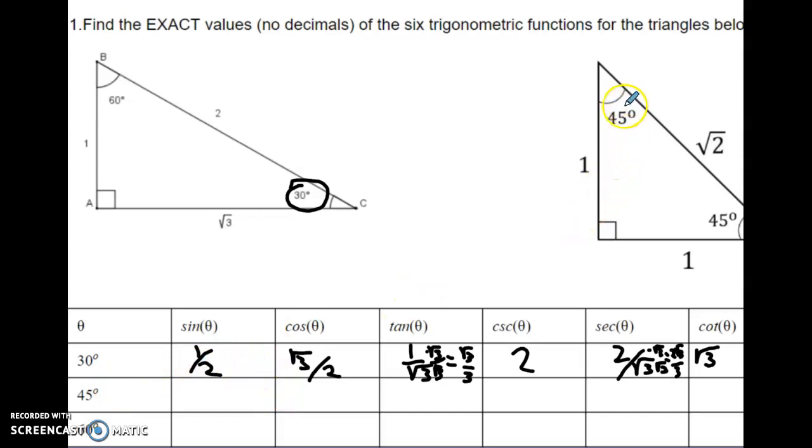Again, I'm going to circle the 45 just so I can remember that's the reference angle I'm looking at. On this one it doesn't really matter, but it's a good habit to get into to circle it or put your finger on it. So the sine is opposite over hypotenuse, so that would be 1 over the square root of 2. I'm going to go ahead and rationalize that denominator, get rid of the square root of 2, multiplying by the square root of 2 over the square root of 2, and so we end up with the square root of 2 over 2.